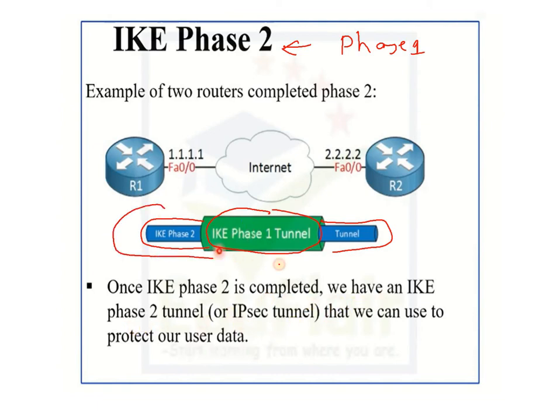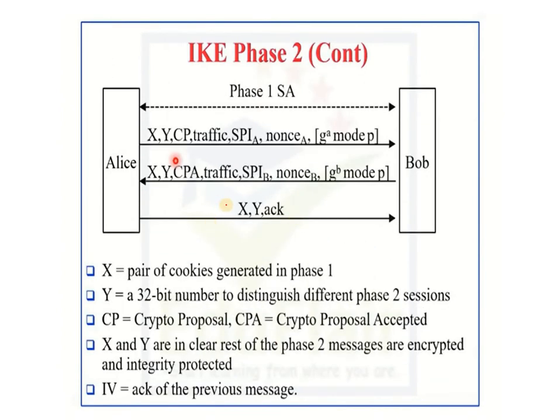This whole thing is the IKE phase 2 tunnel, which consists of the IKE phase 1 tunnel, that we can use to protect our data, the user's data. Right, so this is how the steps happen in phase 2. Because it takes the output from phase 1, in the first step the security association is established here. So there are 3 steps. Remember these 3 points very carefully.